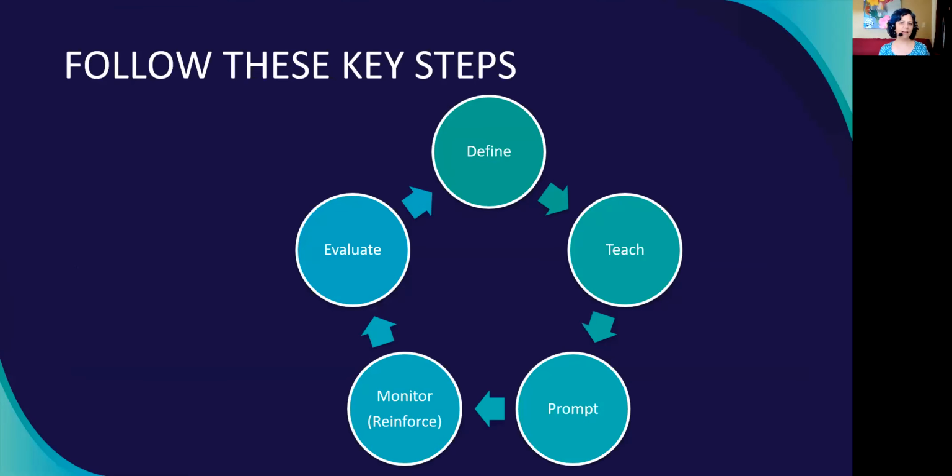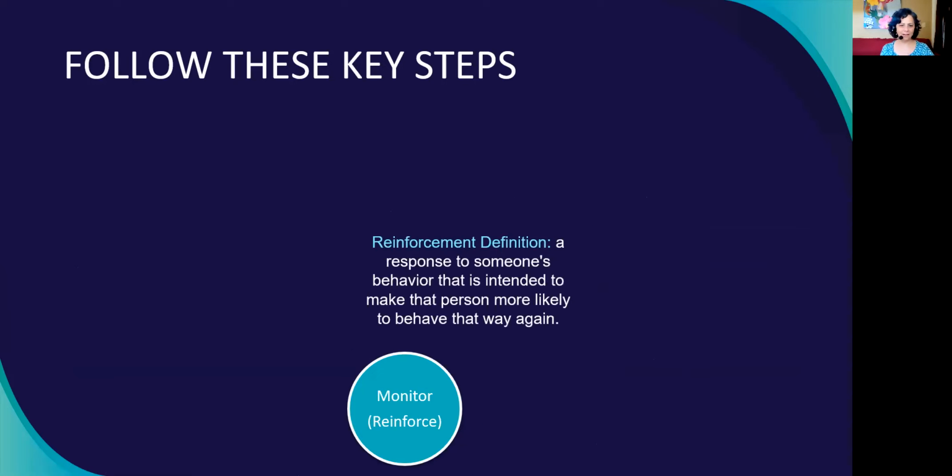So once we define our expectations, explicitly teach it to our students, and then prompt them to use those new expectations, it's then time to acknowledge and monitor their behavior. When they get it right, we want to let them know. We want to reinforce that appropriate behavior. And the definition we're going to use here for reinforcement is a response to somebody's behavior that's intended to make that person more likely to behave that way again.